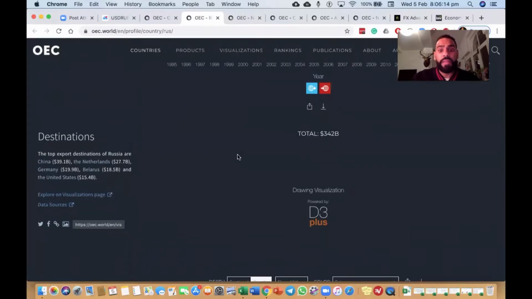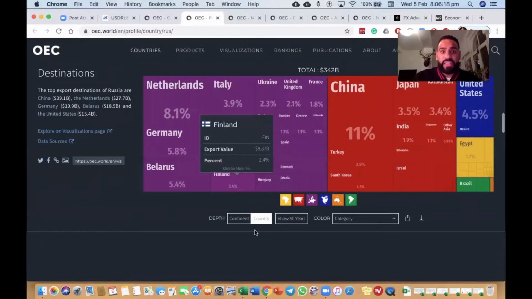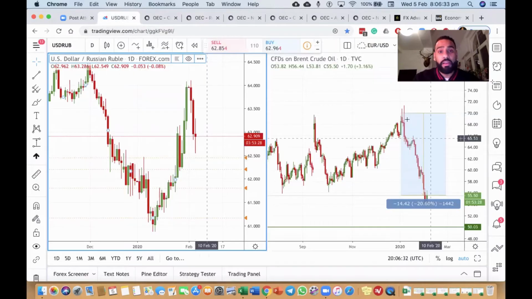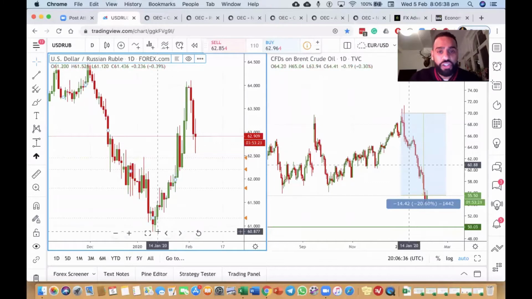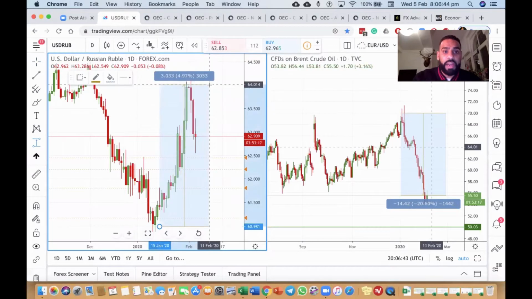And when we come down here, we can clearly see that they're selling 11% of their oil to China. So you can clearly see that China is Russia's biggest export market for their oil, which is their biggest export. So clearly we can understand that if China's economy is slowing and there's less oil demand, that automatically hits Russia's currency. Hence why we see the currency weaken in the exchange rate by around 5%.